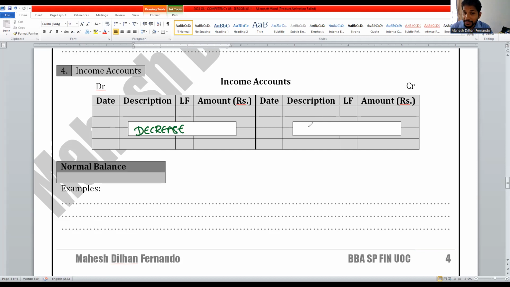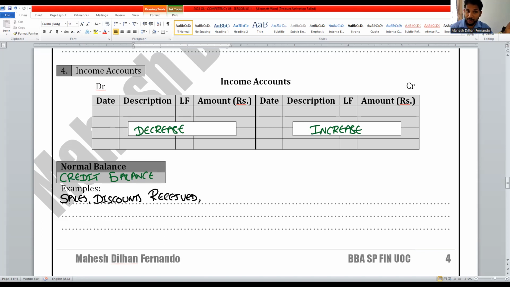And in the credit side, what we have? We have increase. Increase in incomes. Credited. And do you know, normally income accounts have a credit balance. Examples, we have number of examples. Sales. Okay. Then discounts received.